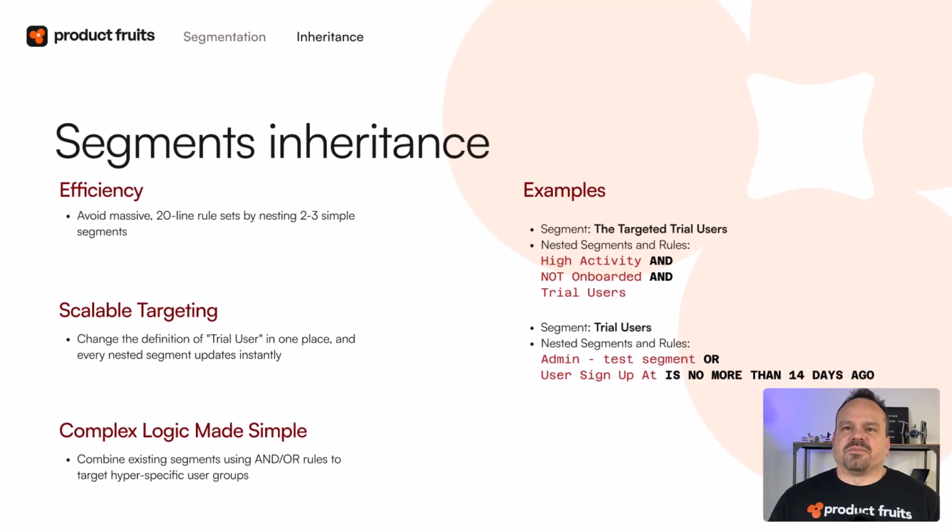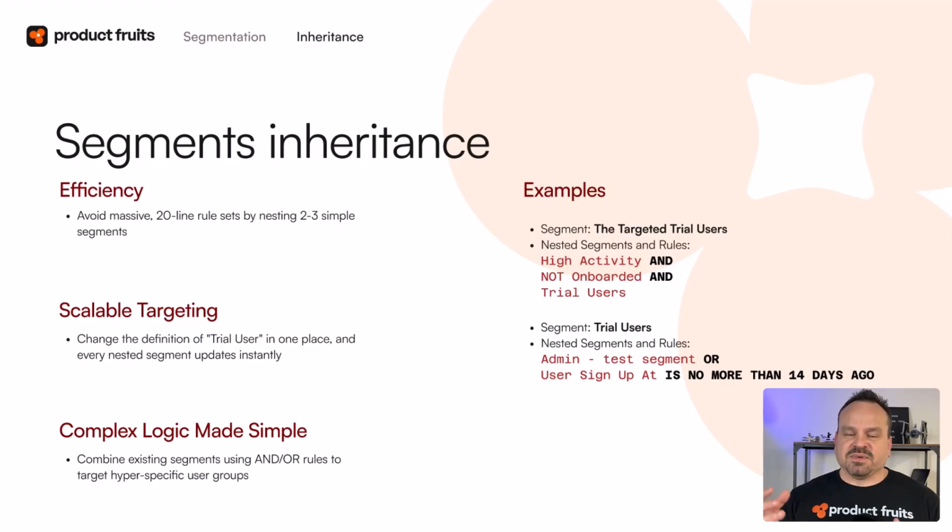For example, your segment can be the targeted trial users, while automatically including high activity users and not onboarded users and trial users. On the other hand, this segment of trial users is built from the admin user segment or all the users who signed up in the last 14 days.